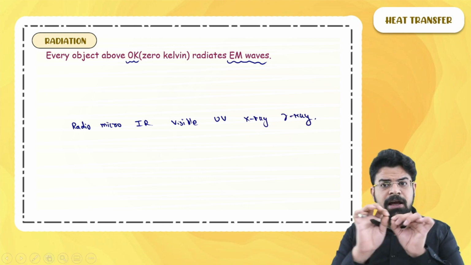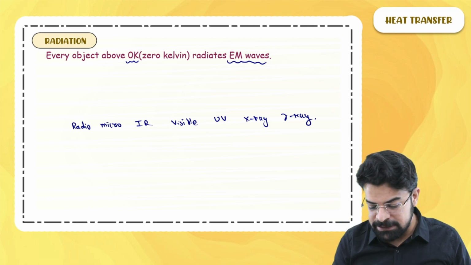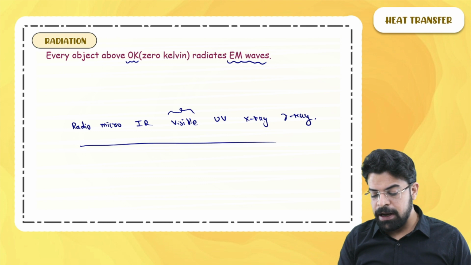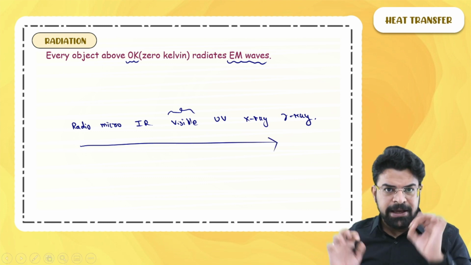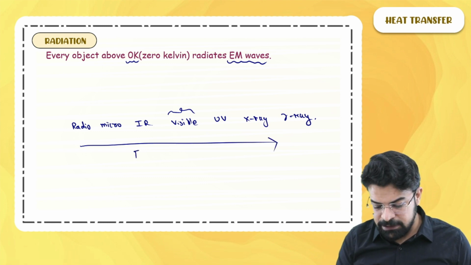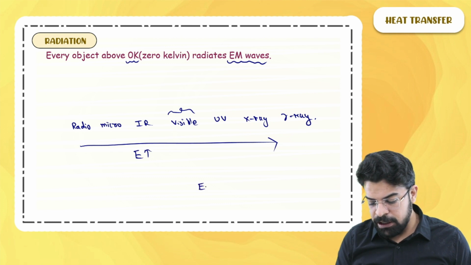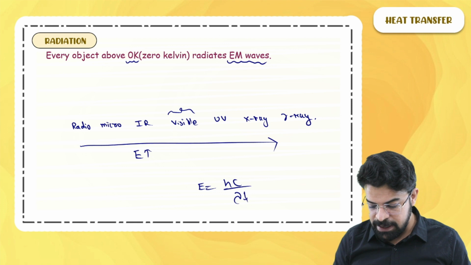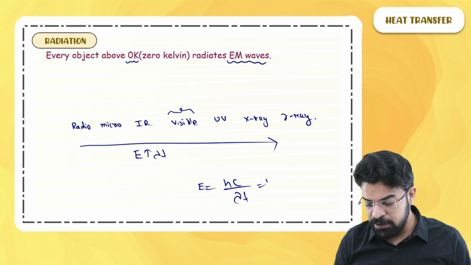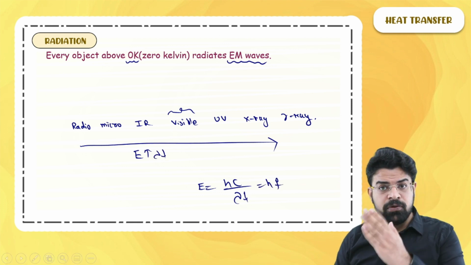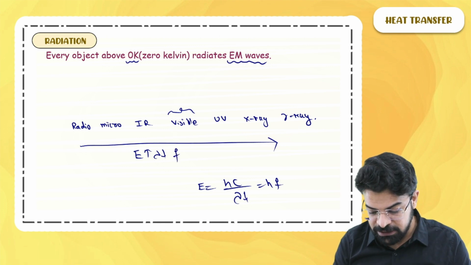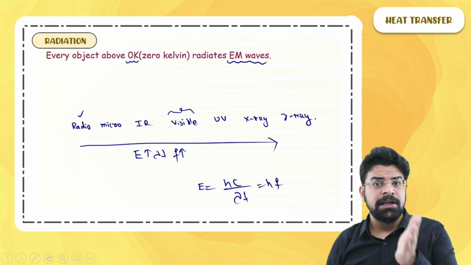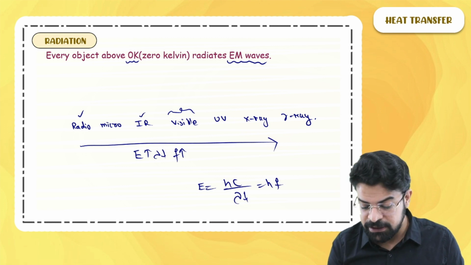Out of the entire spectrum of the EM wave, our eyes can see only a small part, which is called visible. Going from left to right in the entire spectrum of EM waves, we can see that the energy increases. From E equals hc by lambda, going from left to right, the energy increases, so the lambda decreases. And from E equals hf, since the energy increases, we can say that the frequency increases. So radio has the least energy, higher than that micro, higher than that infrared, higher than that visible, and so on.